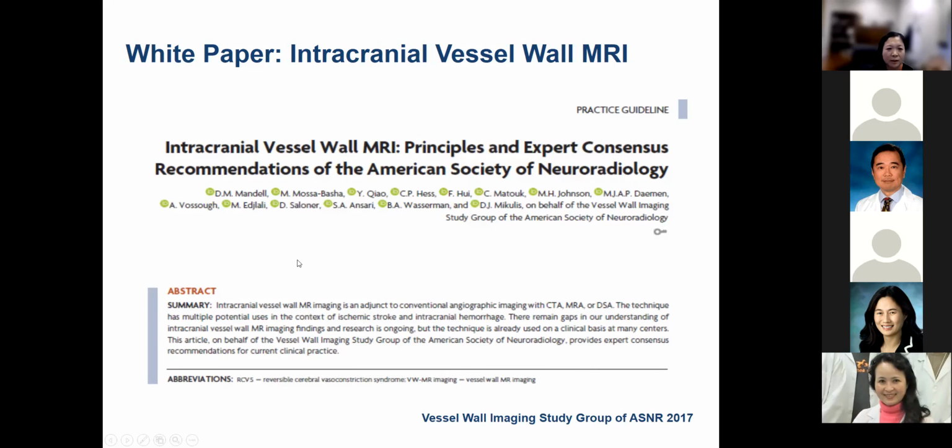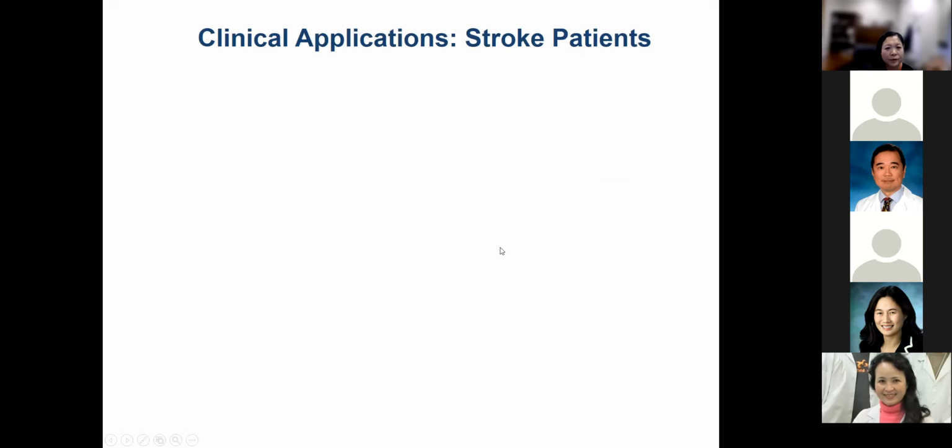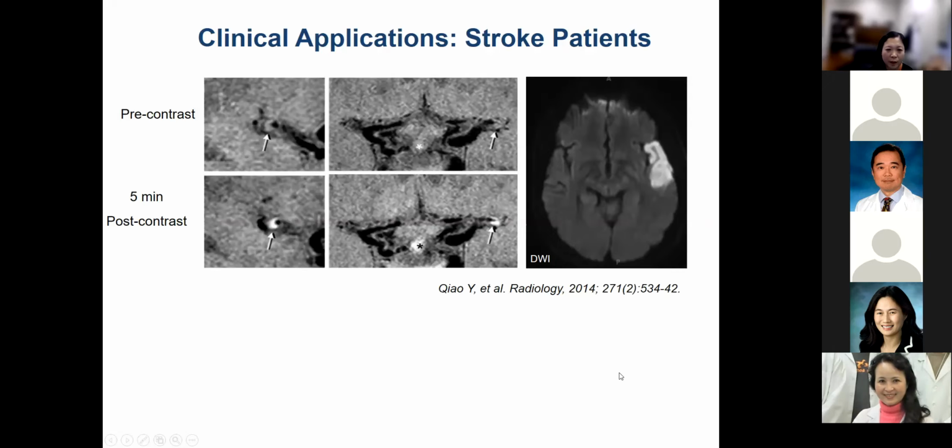In 2017, in our field, we have a white paper based on our experience. We collaborated with neuroradiologists and also some MRI physicists. We have a recommendation on the target resolution for clinical imaging and to help patient diagnosis. We also have a couple of papers to talk about application.